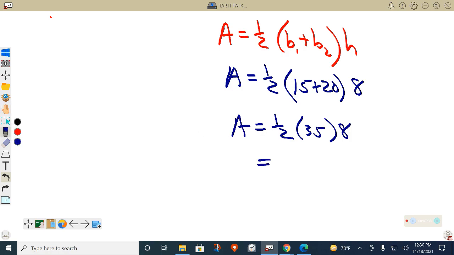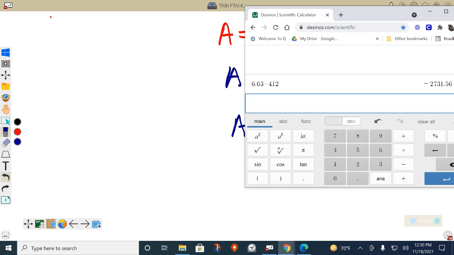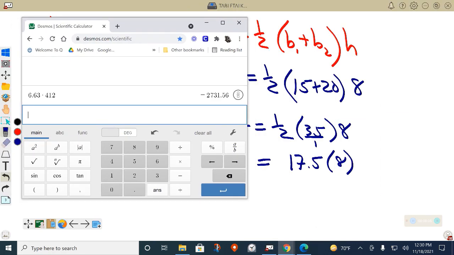So I'm multiplying now, so I'm just going to go left to right. 1/2 times 35 is the same as 35 divided by 2, which is going to be 17.5. So all I did, 1/2 times 35 over 1 is the same as 35 divided by 2. 35 divided by 2 on a calculator is 17.5. Now 17.5 times 8, let me get my calculator out here. 17.5 times 8, 140.